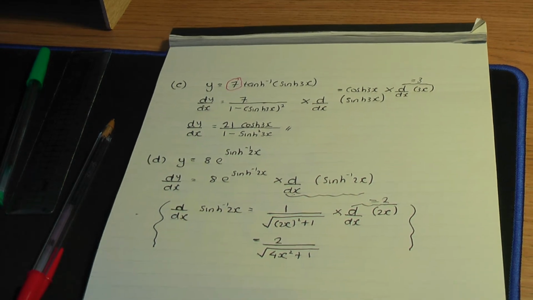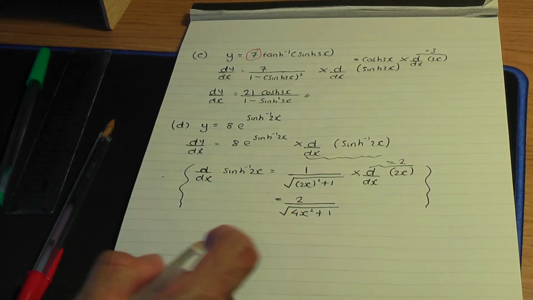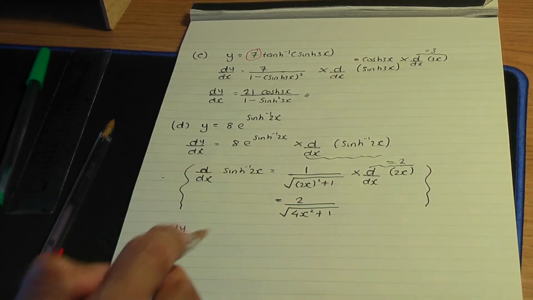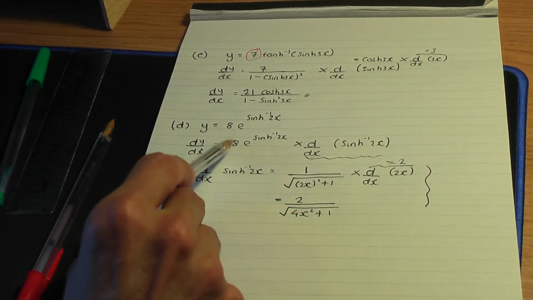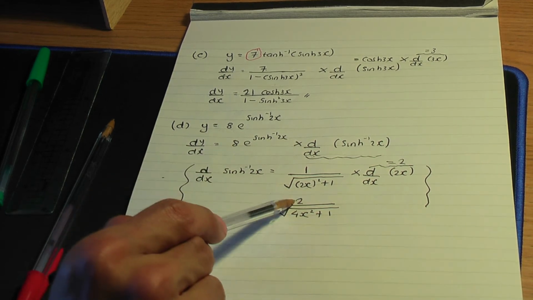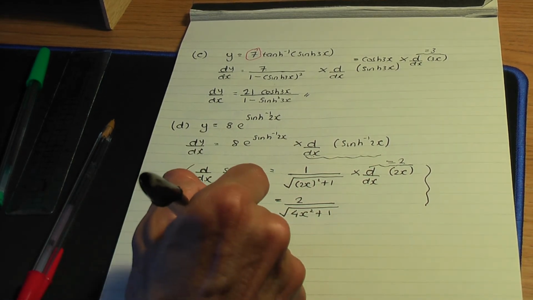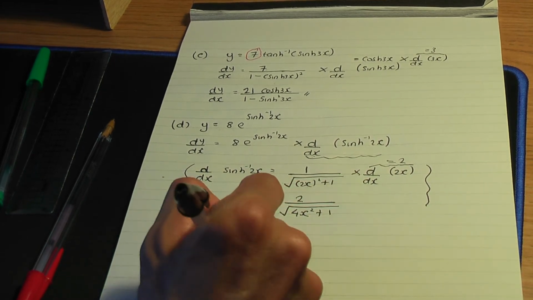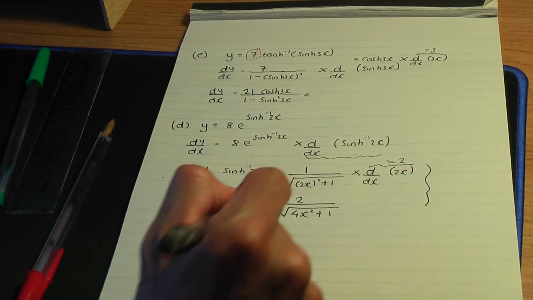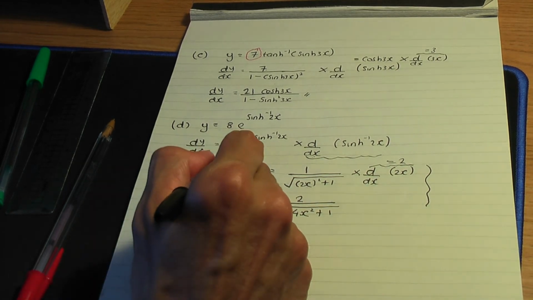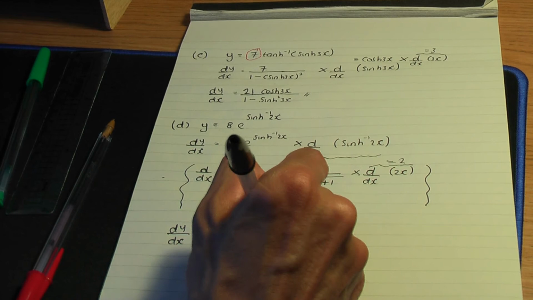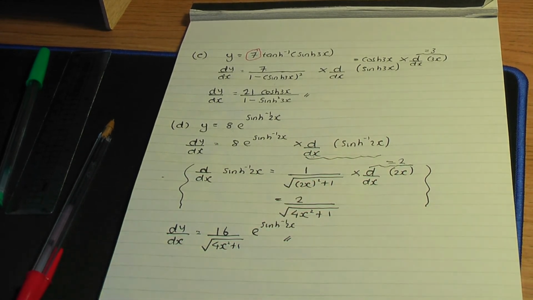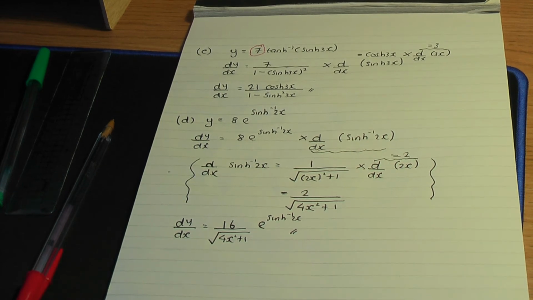Okay, so I hope you can see that. If I do the replacement, using this result in the main calculation, dy over dx is going to be 8 times 2 is 16, so 16 over the root of 4x squared plus 1, and don't forget the e to the power inverse hyperbolic sine 2x term. Okay, so that completes this example.